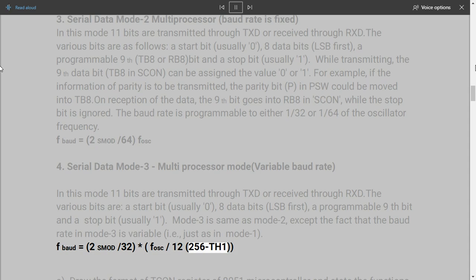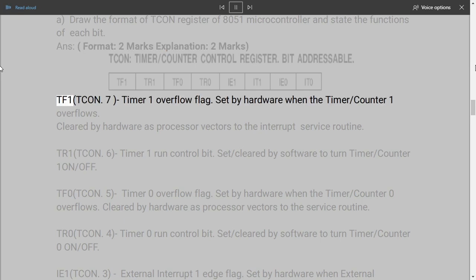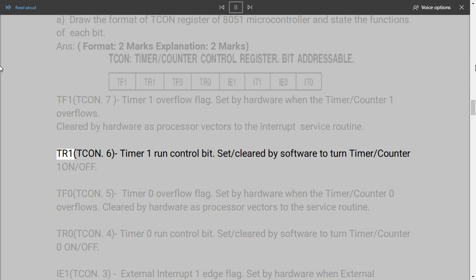A. Draw the format of TCON register of 8051 microcontroller, and state the functions of each bit. Answer: format, 2 marks; explanation, 2 marks. TF1, TCON.7, Timer 1 Overflow Flag. Set by hardware when timer/counter 1 overflows. Cleared by hardware as the processor vectors to the interrupt service routine. TR1, TCON.6, Timer 1 Run Control Bit. Set/cleared by software to turn timer/counter 1 on/off.